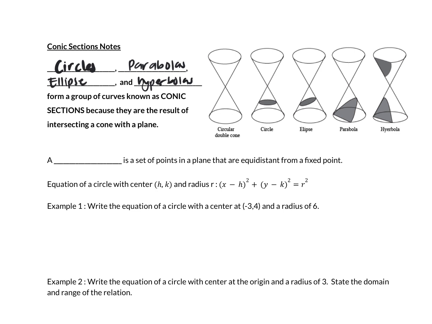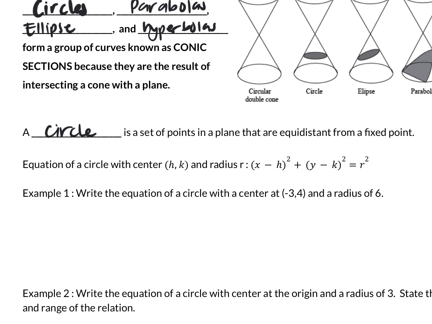Okay. All right, so a circle is a set of points in a plane that are equidistant from a fixed point. We agree? Okay. Your equation of a circle, remember, has a center at h comma k and has a radius of r. And your formula is x minus h squared plus y minus k squared, and then that equals your radius squared.